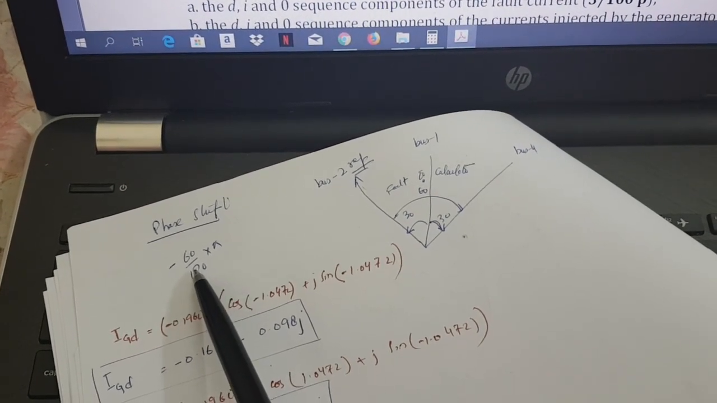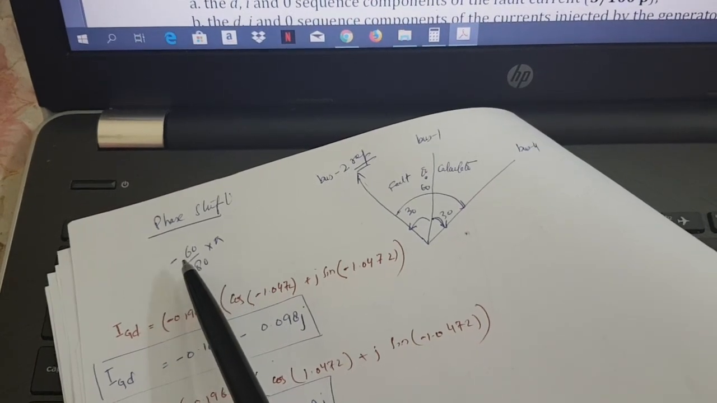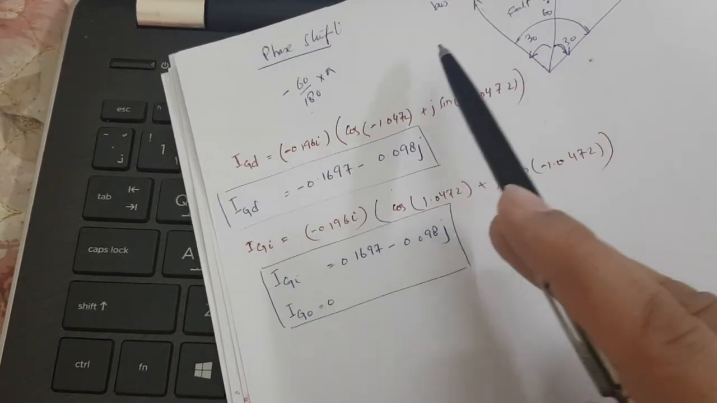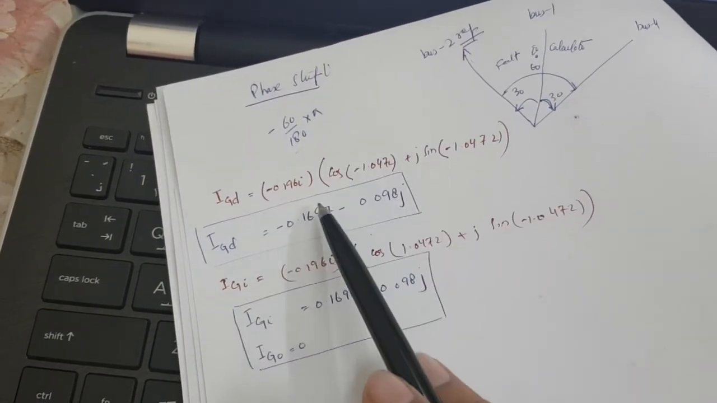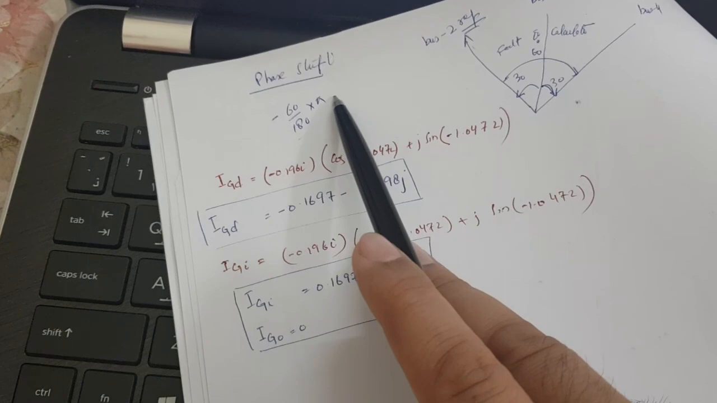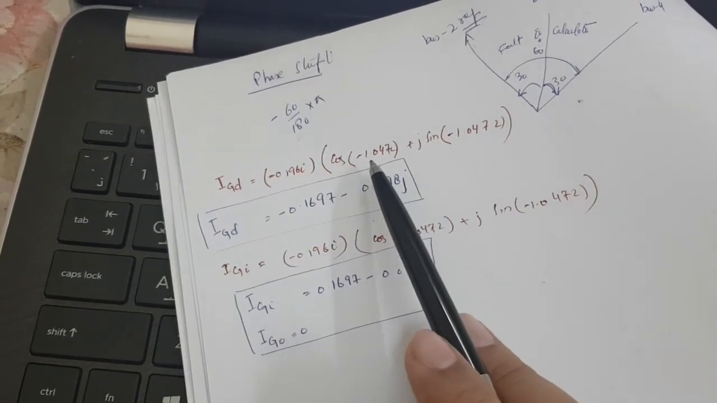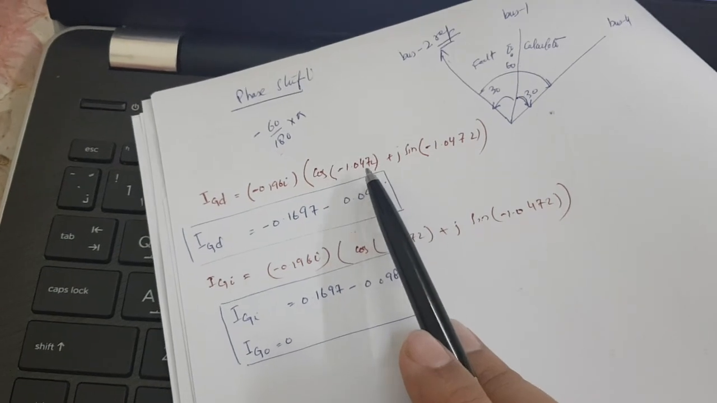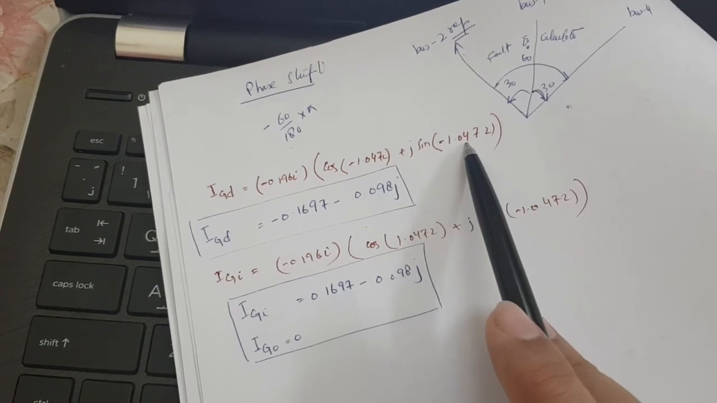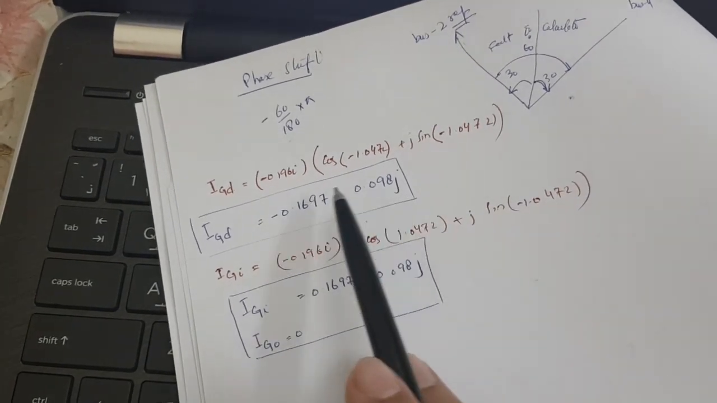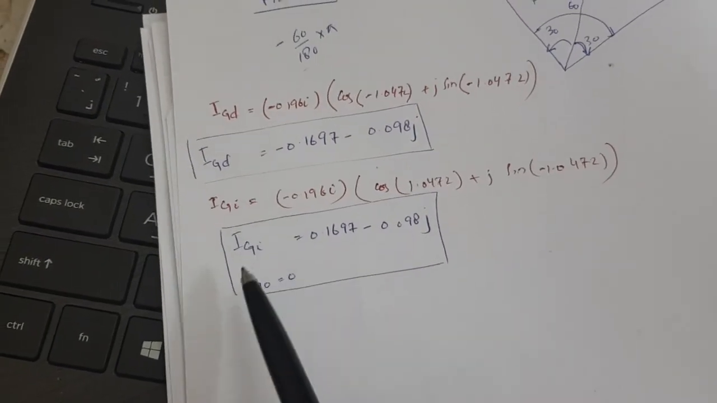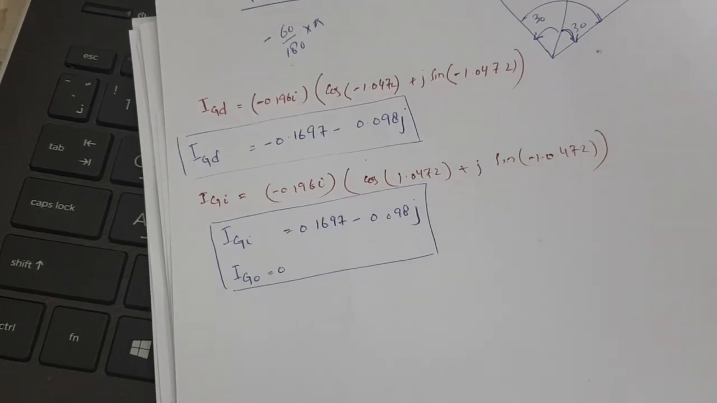So our phase shift would be minus 60 by 180 times pi, with a negative sign for the positive sequence and a positive sign for the negative sequence. Make sure your calculator is in radian mode while calculating the values. This I already explained: cos theta plus j sin theta. The whole value of theta is minus 1.0472. Then this value comes. Similarly for the negative and zero portions, this value comes.